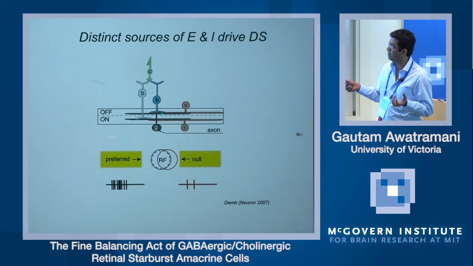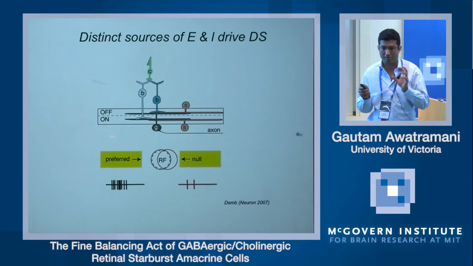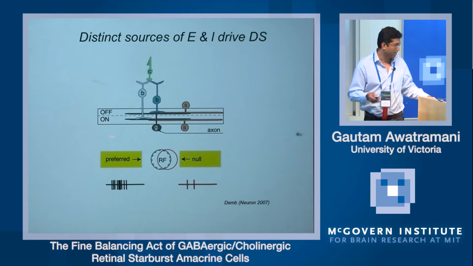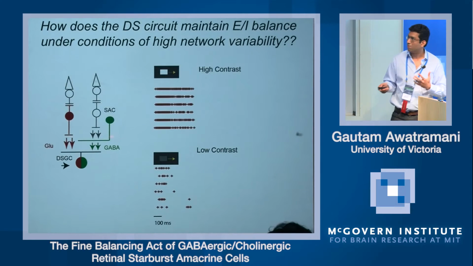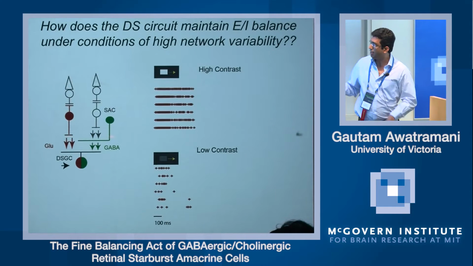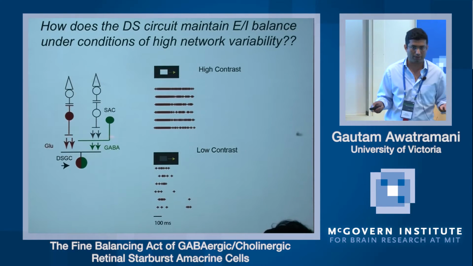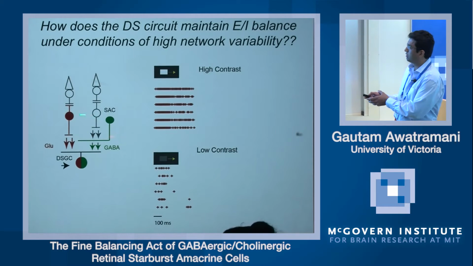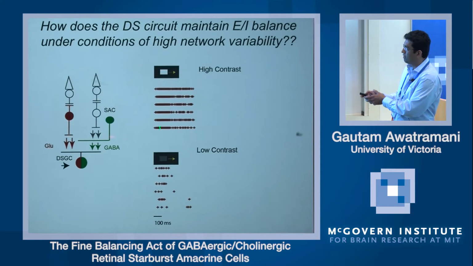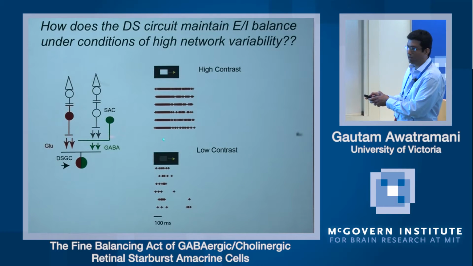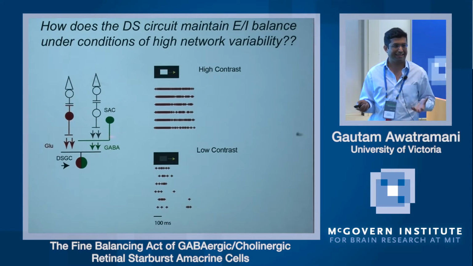For this to happen, you need the gains to be set in a very, very set manner. To give you a better appreciation of this, let's consider contrast, for example. When you have the circuit functioning under high contrast, the fidelity of transmission is very high, as you see over here from the trial-to-trial variability. This is spiking in a DS ganglion cell. However, when you lower the contrast, the fidelity of transmission is greatly decreased.